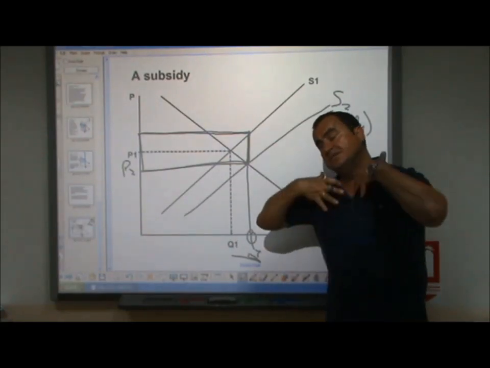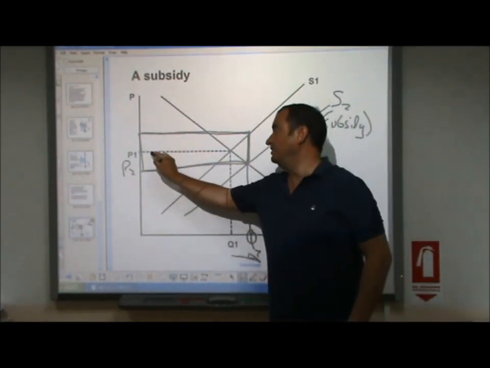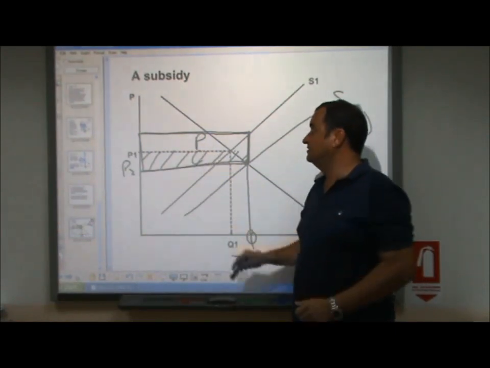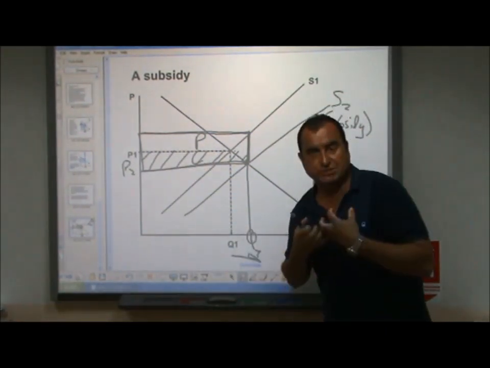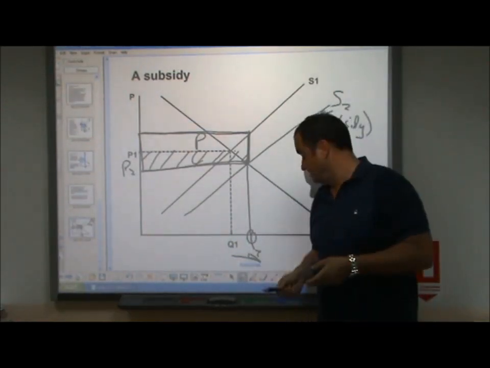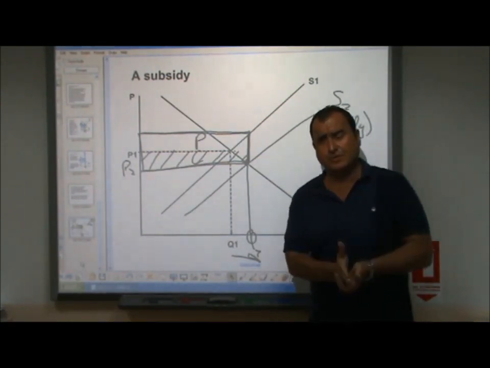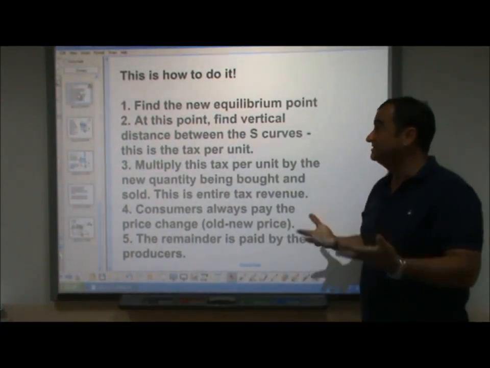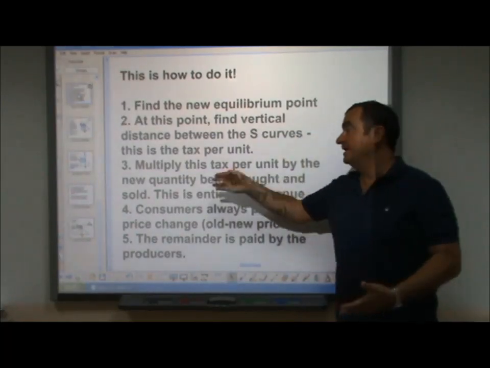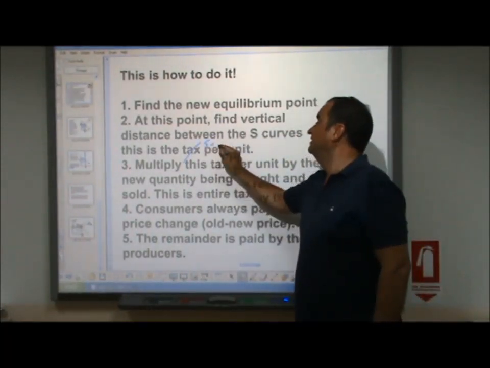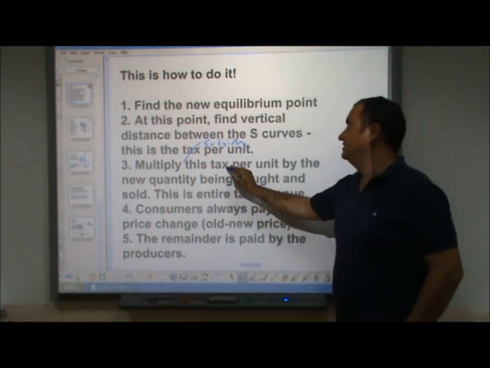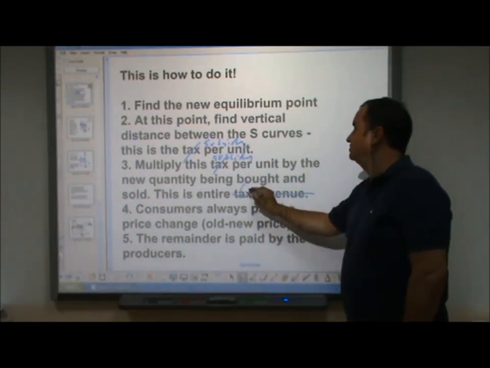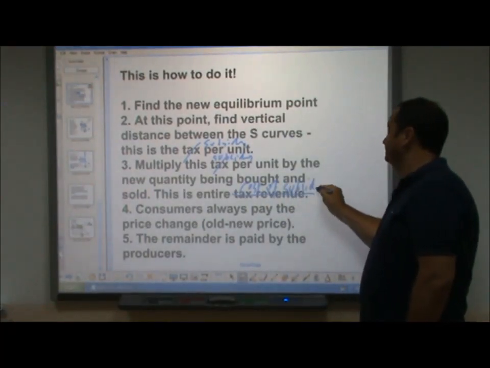But how much of that subsidy was given to the consumers, well, that's this area because it's the change in the price. And the rest is given to the producers. So the consumers get the fall in price, the rest of the subsidy was kept by the producers. Okay? So this idea of going to the new equilibrium point, it works for subsidies too. Find the vertical distance between the S-curves, that is the subsidy per unit. Multiply this subsidy per unit by the new quantity being sold, that is the entire cost of subsidy to government.